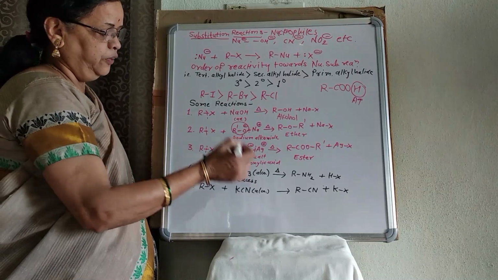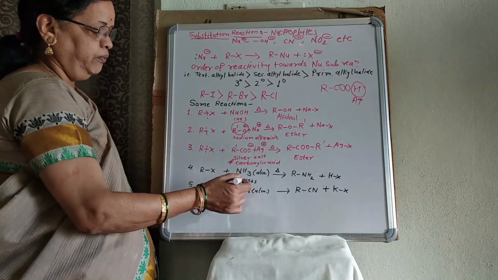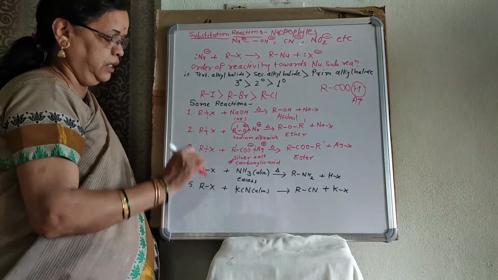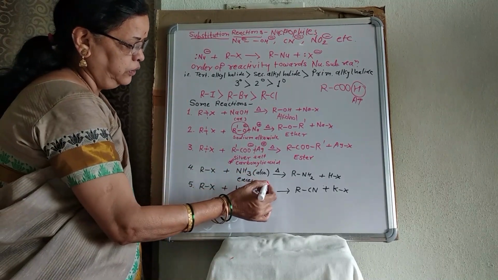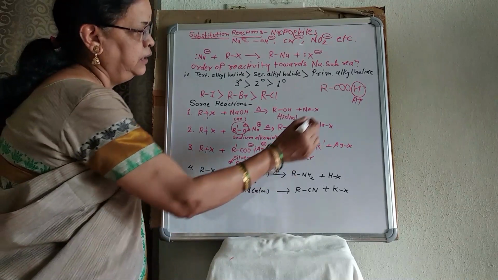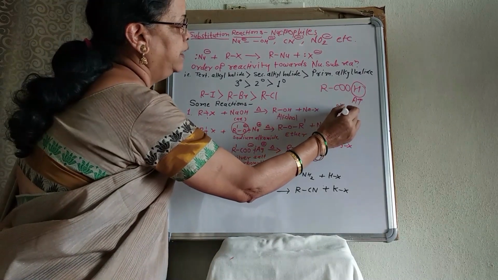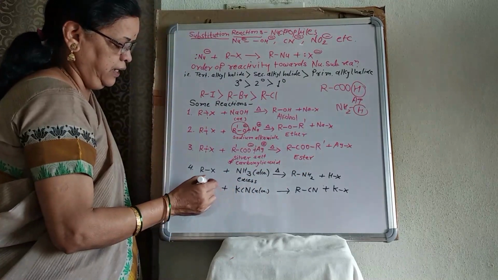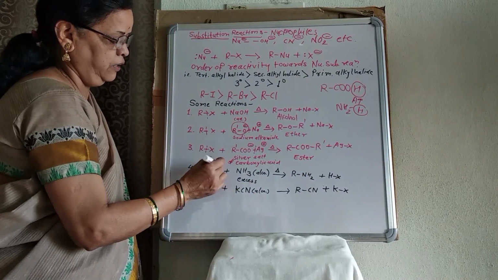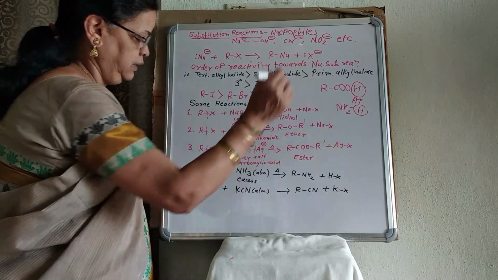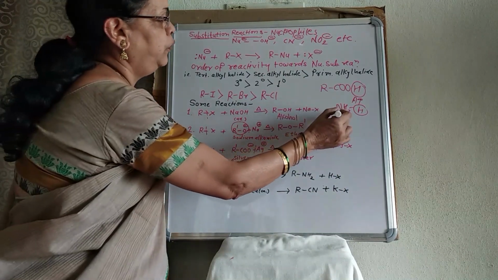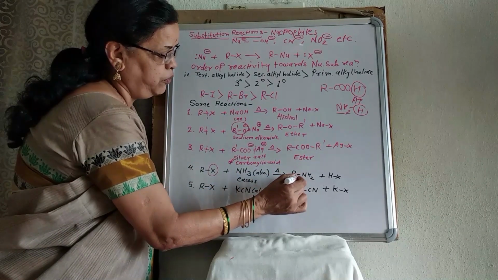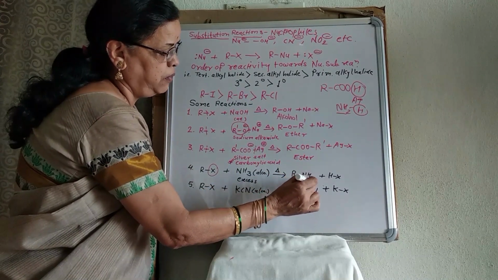RX again reacts with another reagent, excess ammonia. Then from the 3 hydrogen atoms, 1 hydrogen atom is replaced. So NH3 splits first like this into NH2 and H, and this H reacts with the halogen X and forms HX, and the remaining NH2 is attached to R, therefore RNH2. This compound is nothing but called an amine.